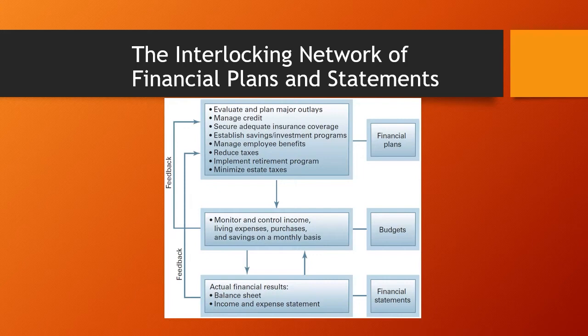Then if we go down one level, we're going to monitor and control income, living expenses, purchases, and savings on a monthly basis. If we make any changes to those, that's going to affect other parts of our plan. If we go a step down again, what are the results from what we've done? Where are we at in terms of our assets and liabilities? A balance sheet will reflect that. What does our income and expense statement look like? As we do those, that may cause changes that get reflected in our other financial statements, like our budget, and ultimately changes to our financial plan.